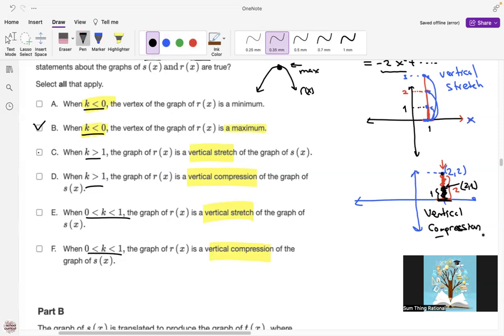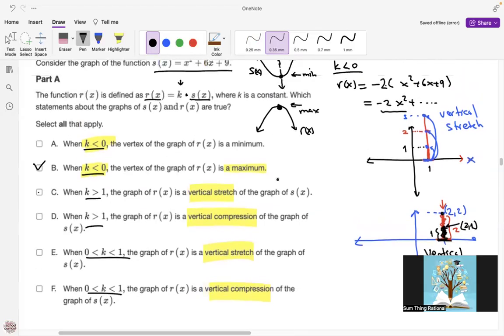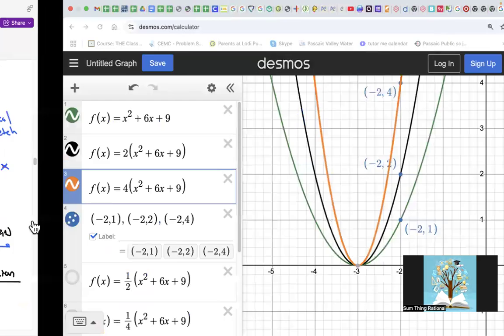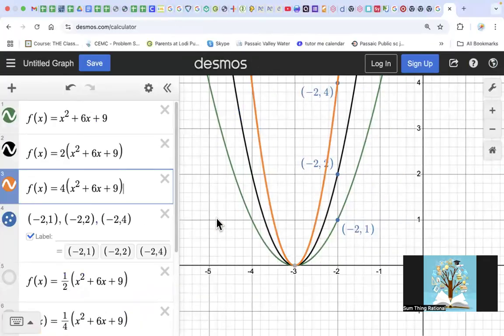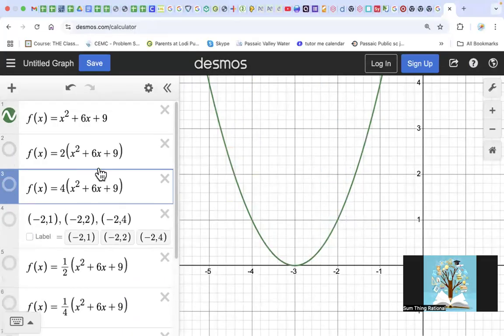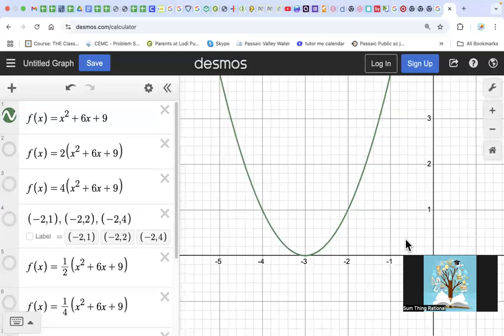Vertical compression and vertical stretch are different from each other. Since there's a graph x squared plus 6x plus 9, how do we define vertical stretch and vertical compression? I will use the Desmos graphing calculator. In Desmos, I can show you and explain it easily. You can use it very efficiently.